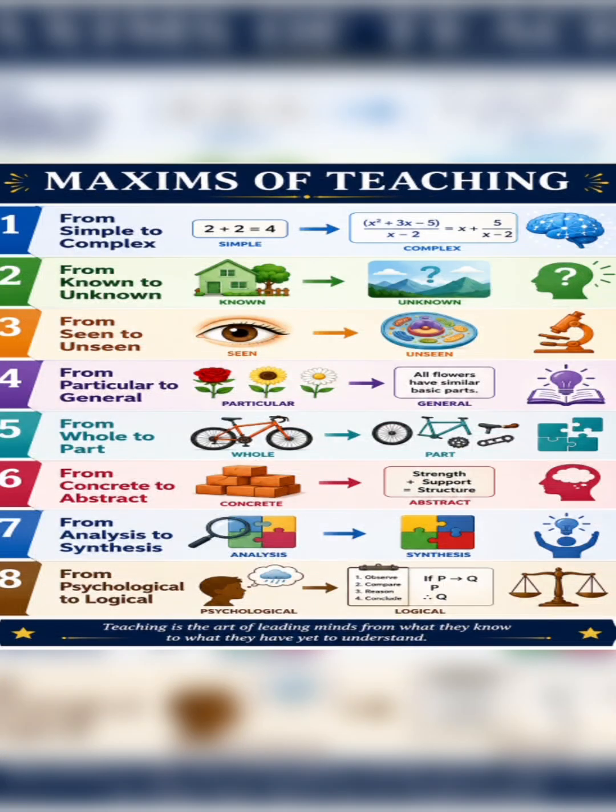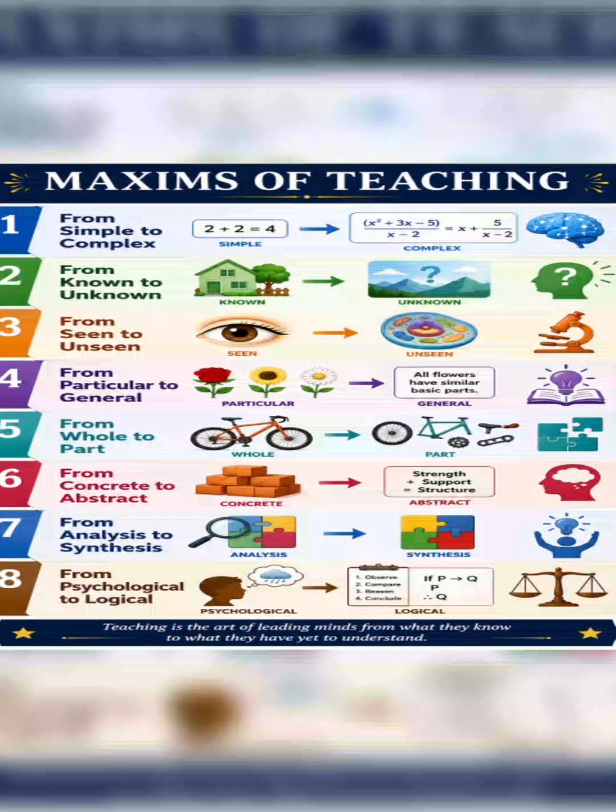Number 7. From analysis to synthesis. Analysis means breaking a complex problem apart with a magnifying glass to understand its components. But you can't stop there. Synthesis is putting those puzzle pieces back together to form a complete unified understanding.